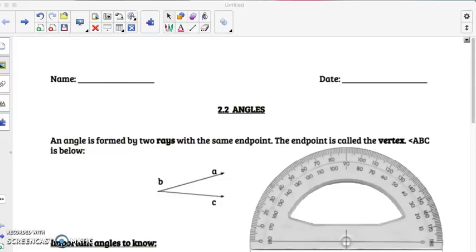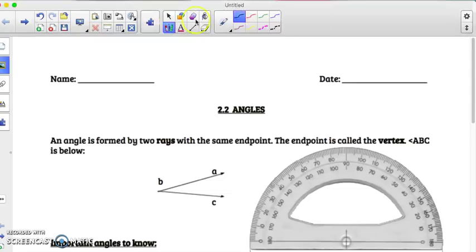This is lesson 2.2 on measuring and constructing angles. Now, the first part will focus on just constructing angles. So before you watch this video, make sure you have the 2.2 angles worksheet in front of you, along with a pencil, eraser, and a protractor. If you need to pause the video to get those items, please do that now. Otherwise, I am going to continue.